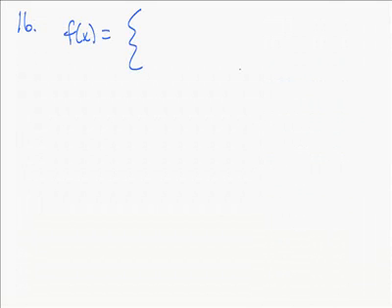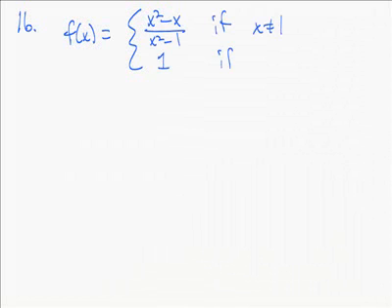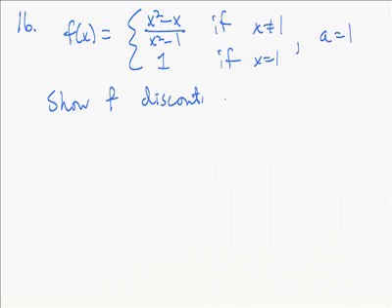Our function here is a piecewise function, f of x, and it's equal to x squared minus x over x squared minus 1, and that's going to be the case if x is not 1. If x is equal to 1, the value of the function is 1. So you can see that the function, and we're looking, of course, at the point a equals 1. We want to show that f is discontinuous at this value of 1.